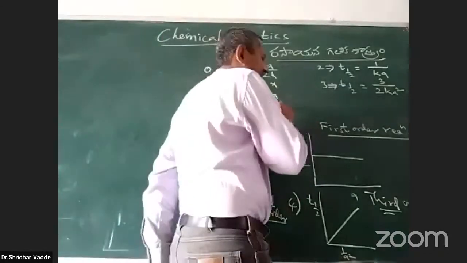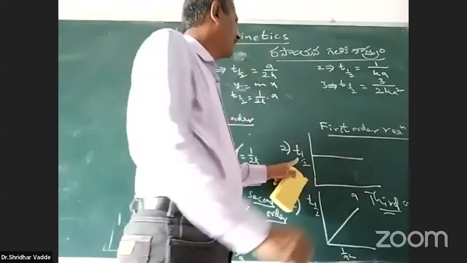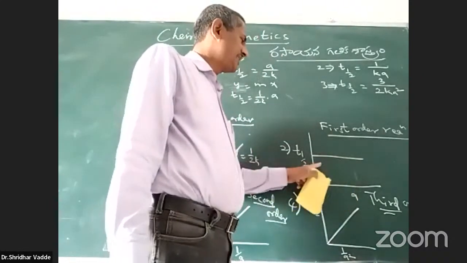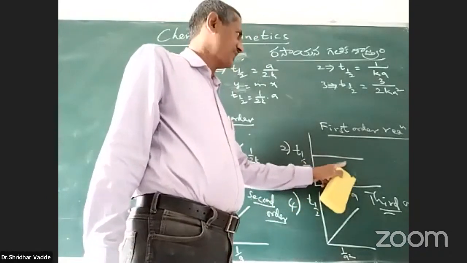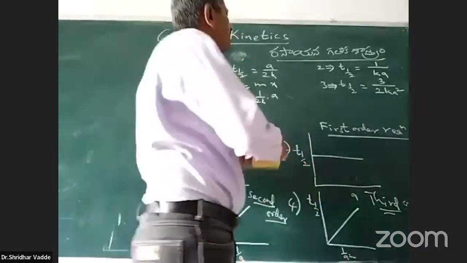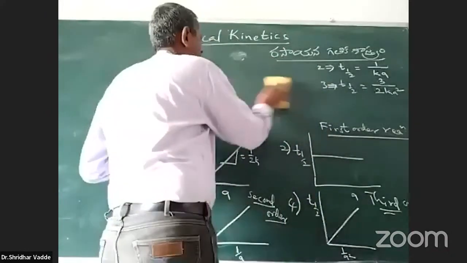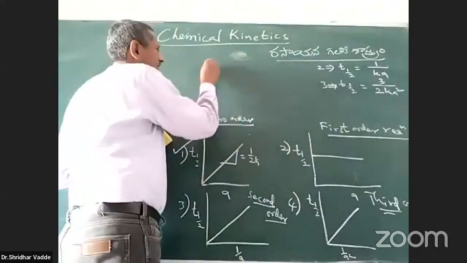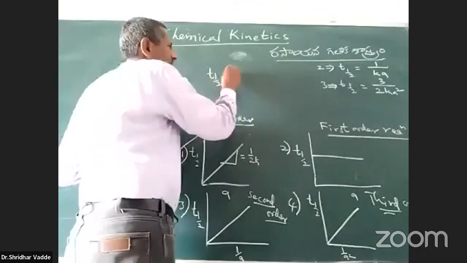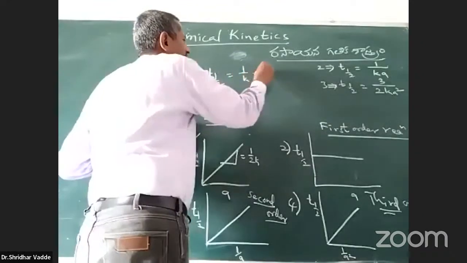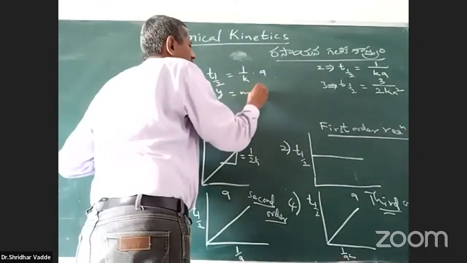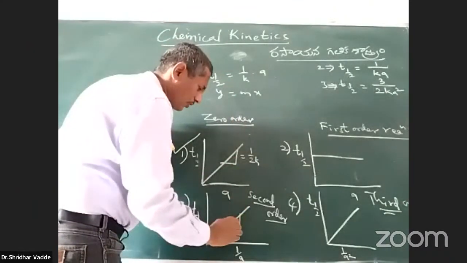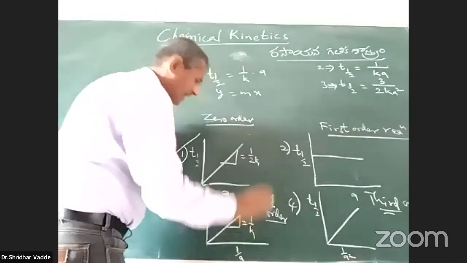Here, for first order reactions, half-life is independent of initial concentration. Therefore, this is the statement we get for first order reactions. And for second order reaction, what is it? t1/2 is equal to 1 by k into a. Y is equal to mx. So what is the slope here? The slope is equal to 1 by k.